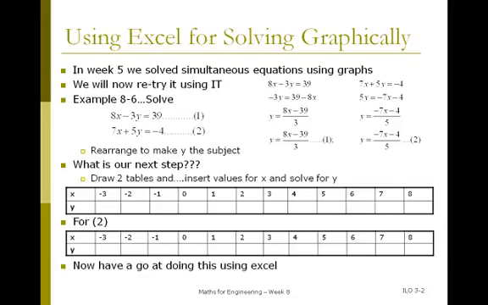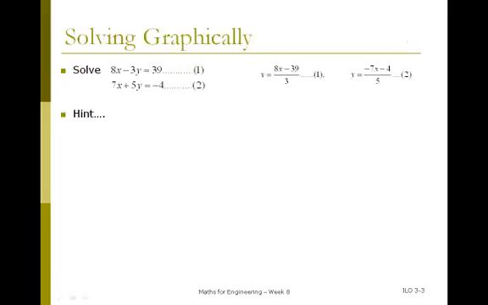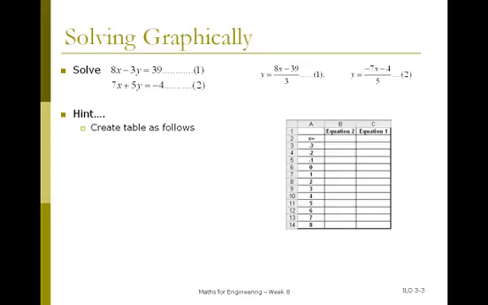So now we want to have a go at doing this using Microsoft Excel. Here's a hint for you. First of all, create the table as follows. In B2 and C2, enter the formulas. In column A, enter the values for x, where x is equal to minus 3, minus 2, minus 1, 0, 1, 2, 3, 4, 5, 6, 7 and 8. So enter those in the list down.